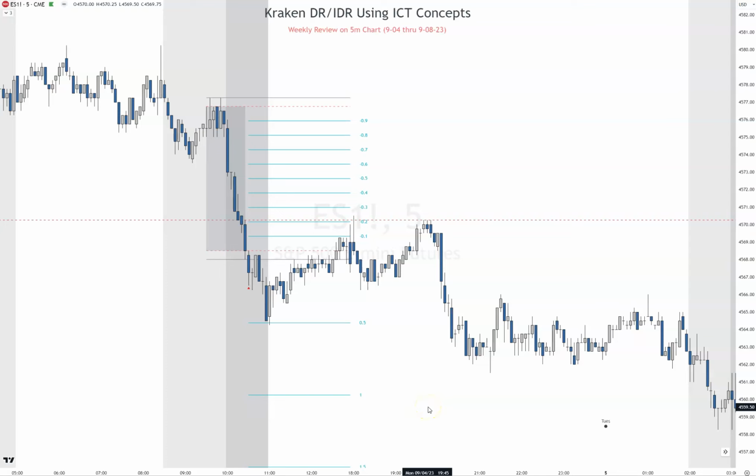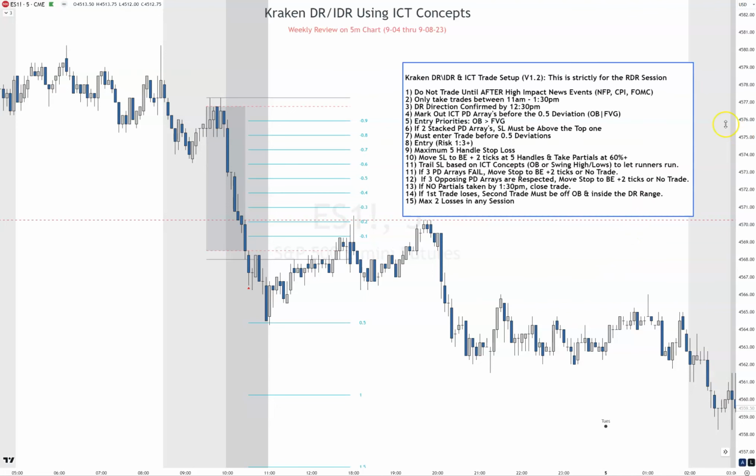Today I want to go over the Kraken DR IDR using ICT Concepts. It's the weekly review on the 5-minute chart for September 4th through September 8th. Okay, so the first thing I'm going to do is throw up the current rules. Now, these are the current rules.